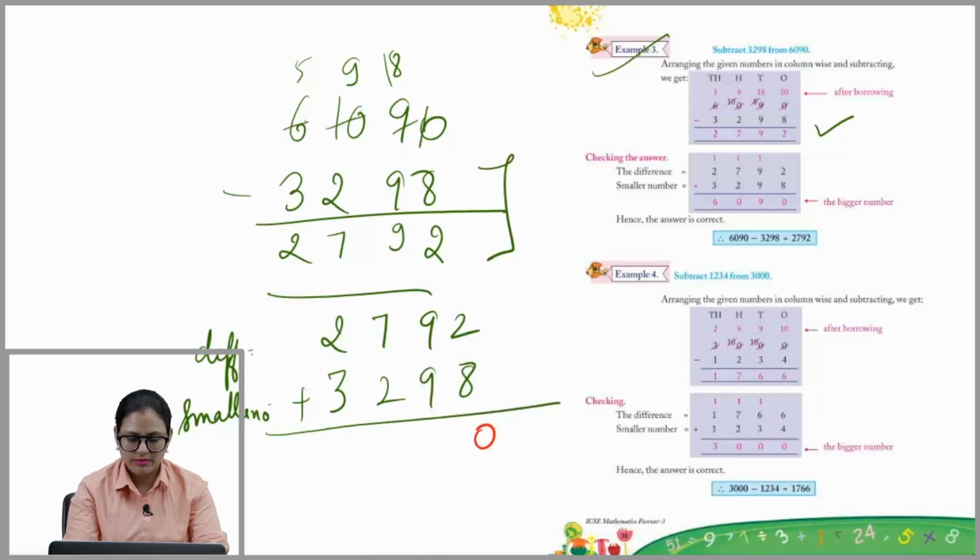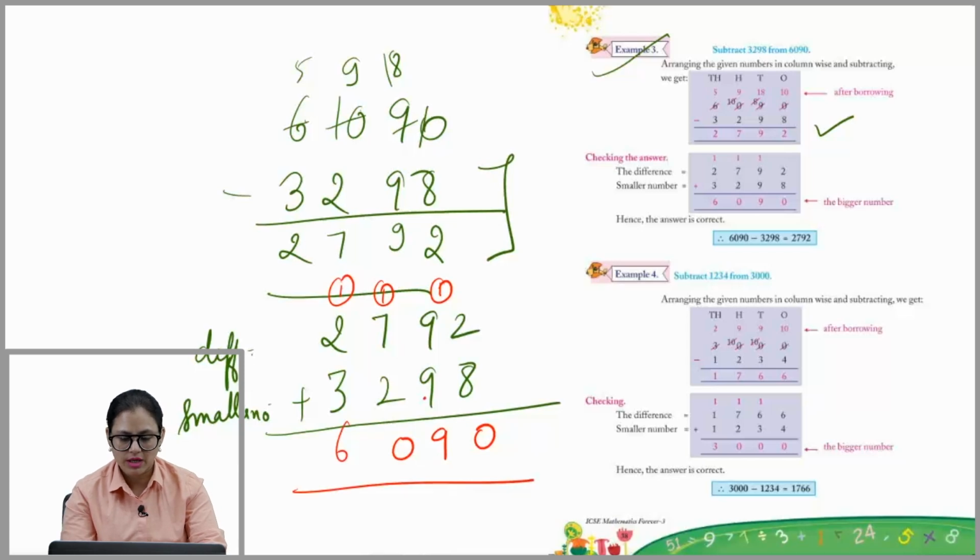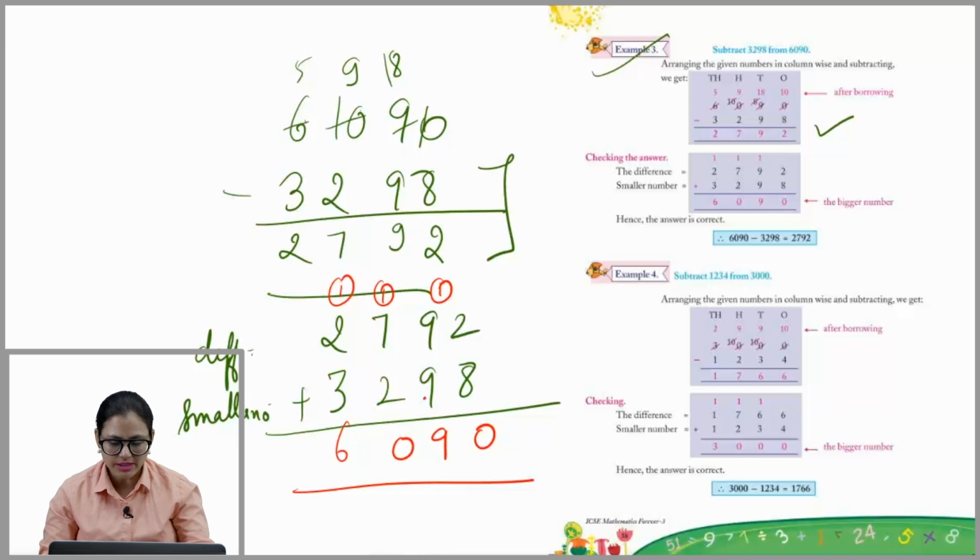8 plus 2, 10, 1 carry. 9 plus 9, 18, plus 1, 19, 1 carry. 7 plus 2, 9 plus 1, 10, 1 carry. And 2 plus 3, 5 plus 1, 6. 6090. Now we have got the same number. That means our answer is correct. Similarly, you will do example 4 also.